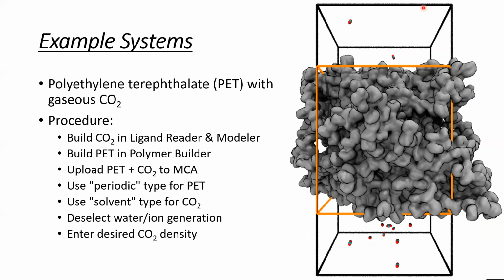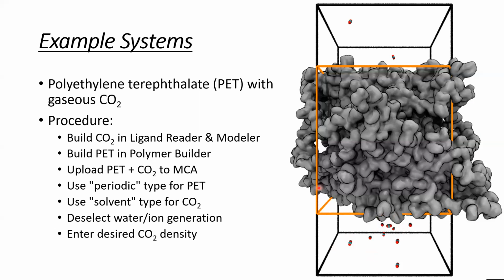Here's another one that uses what I have called on previous slides a periodic material. This is a slab of plastic called polyethylene terephthalate, or PET. It's actually like #1 plastic, I think, if you guys recycle. And I also have carbon dioxide shown here.